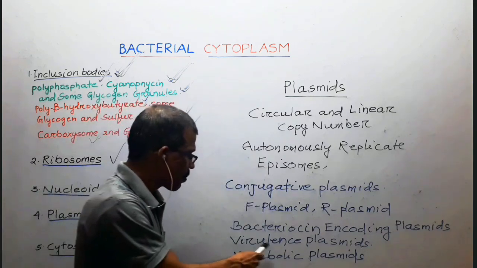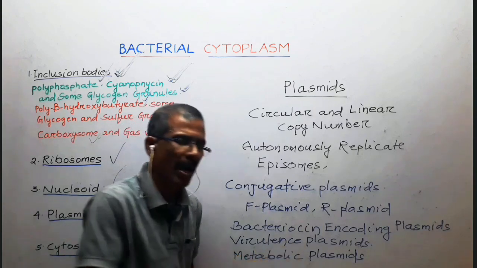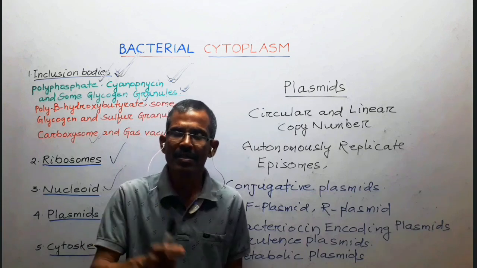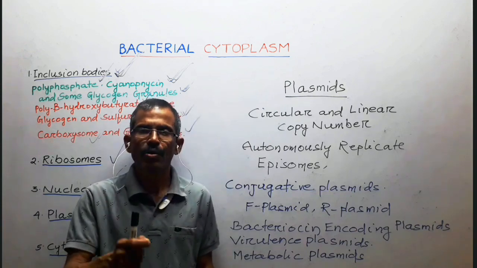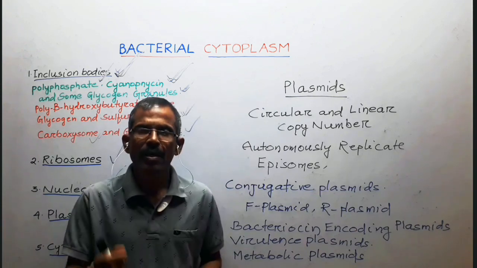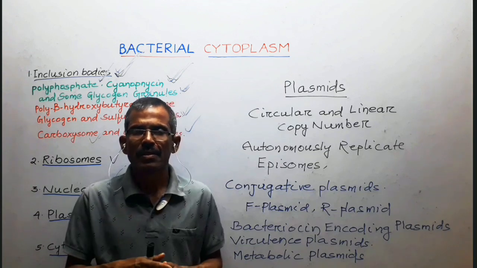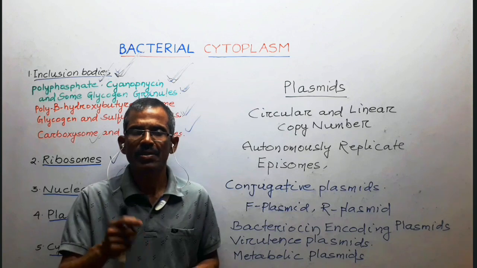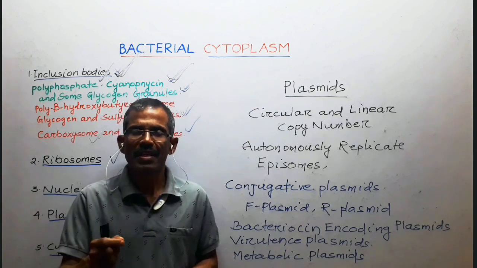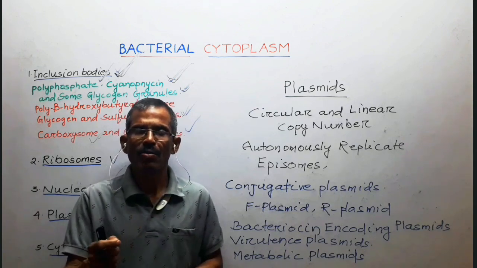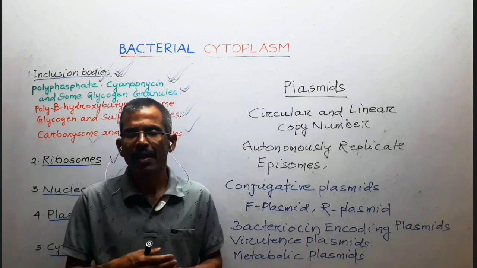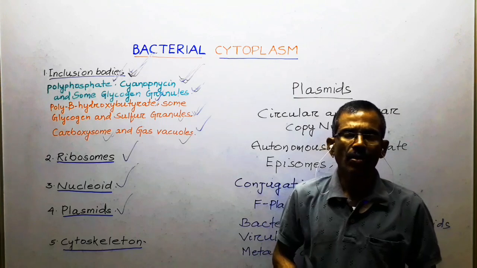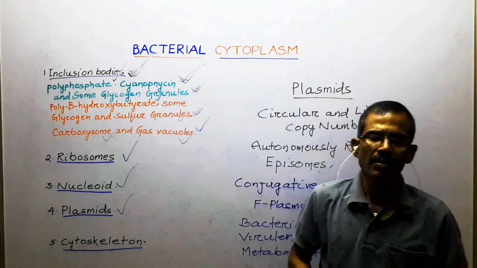Another type of plasmid is the virulence plasmid. Virulence plasmids encode factors that make the host more pathogenic. In addition to this, some plasmids contain genes for the synthesis of enzymes which degrade aromatic compounds such as toluene, herbicides, and sugars. So friends, this is all about the bacterial cytoplasm.